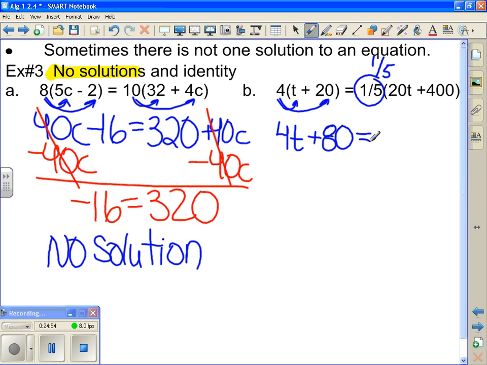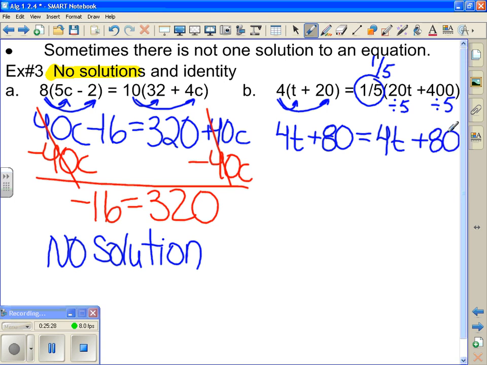Now, do you remember that trick I showed you for multiplying by a fraction with a 1 on top? That's right. Don't worry about the 1. Instead, take the 5 and, that's right, divide. Divide both numbers by 5. So what's 20t divided by 5? Good, 4t. And what's 400 divided by 5? Good, 80.